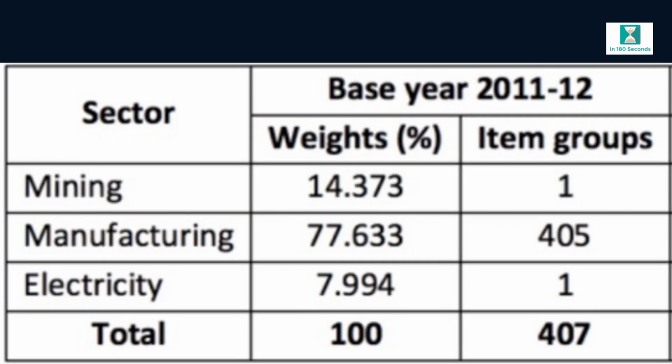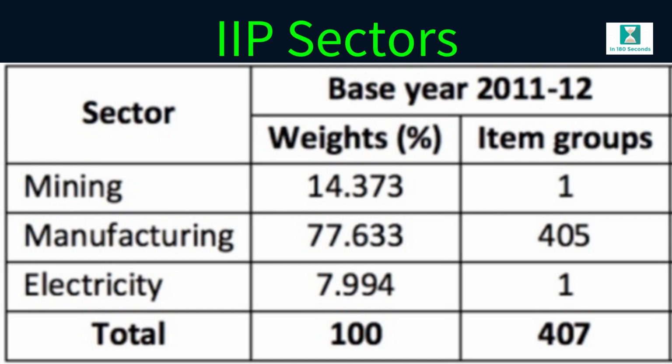The key sectors that are measured for computing this index are mining, manufacturing and electricity. Each of these sectors is given a weightage that is taken into consideration while arriving at the final value. Under each of these sectors we have several companies, also called items, classified into item groups. As you can see, these are the weights and number of item groups under each sector.